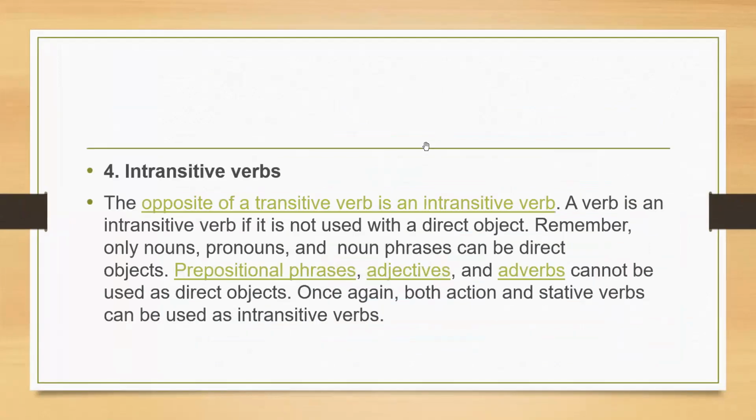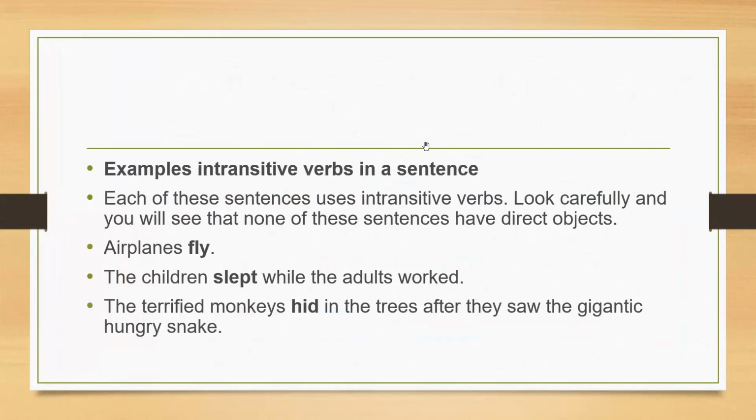Now intransitive verbs are the opposite of transitive verbs. They don't have any direct object, like prepositional phrases, adjectives, adverbs. Examples for intransitive verbs: airplanes fly, the children slept while the adults worked, the terrified monkeys hid in the trees. All these are intransitive verbs because they have no direct object.